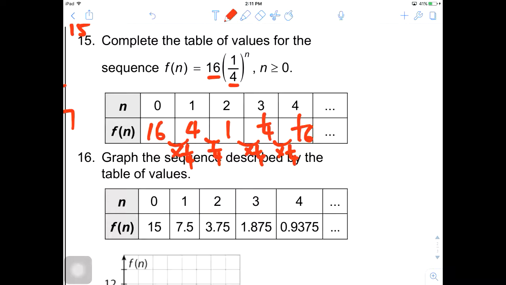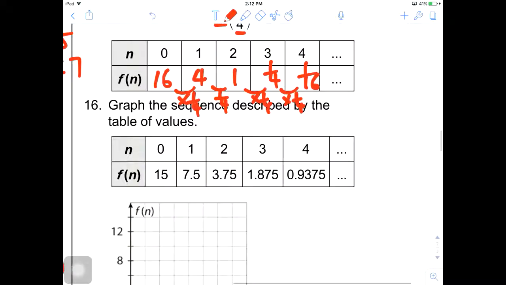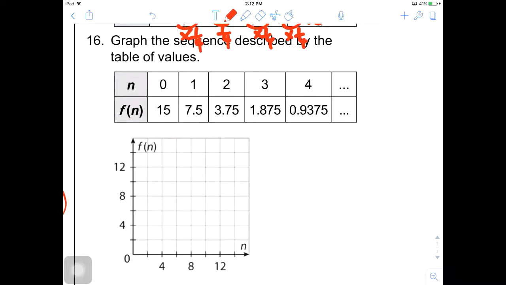And then number 16 says graph the sequence described by the table. So we're going to use the table. From 0, we start with 15, which is right there. And then when n is 1, it is 7.5, somewhere over here. When n is 2, it's going by half, right? So it's 7.5, and then at 2, it's 3.75, which is right there. At 3 it's 1.875, which is right there. And number 4 is less than 1.